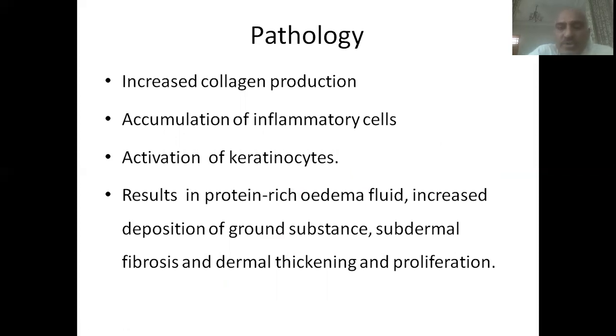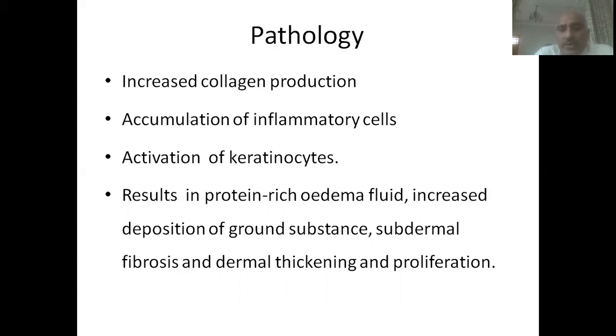Now, once this process is defective, the process of lymphatic movement is defective. So what happens is, there are micro and macro protein substances like fibroblasts. They lead to increased collagen production, accumulation of inflammatory cells, macrophages, and other active substances. And when these inflammatory substances are there, there's activation of keratinocytes and skin thickening results.